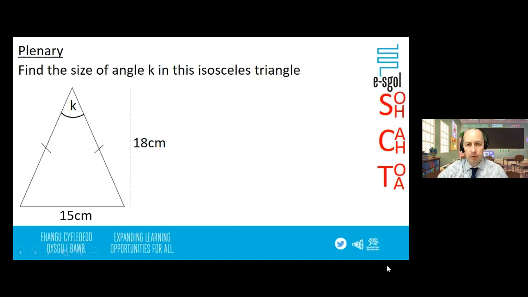Okay, we're going to do a quick question to finish as our plenary. And this time it's an isosceles triangle. So before you think this guy's lost the plot and he's changed the rules at the end, that's not the case. We're still going to think about our right angle triangles, even though this isn't strictly a right angle triangle at the moment. So I'll let you take a look at that, have a go at the question.